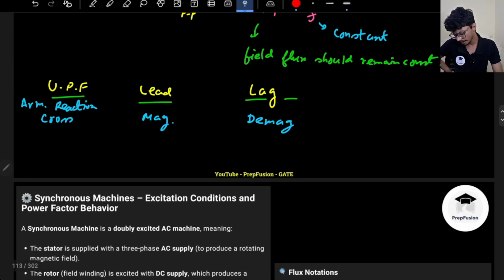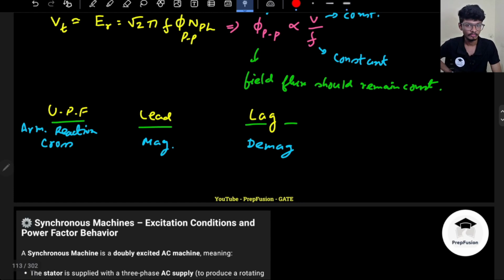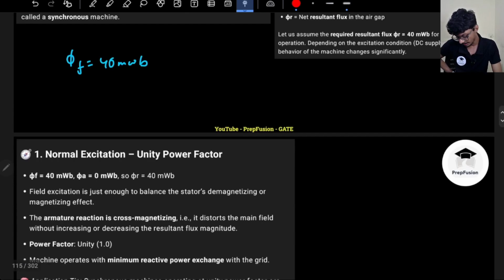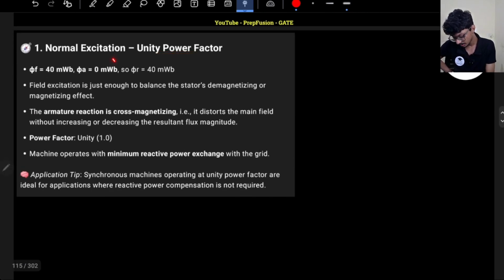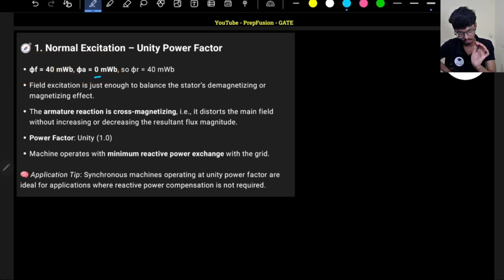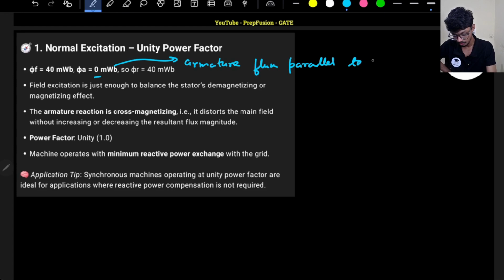Okay, so I know that at unity power factor my phi f will not change. The same thing is written over here: at unity power factor the armature reaction along the field direction will be zero. There will be some armature flux, but I am only talking about the armature flux parallel to phi f, either parallel or anti-parallel. If there is current there will be armature flux, that is for sure, but I am only talking about armature flux along the field direction.